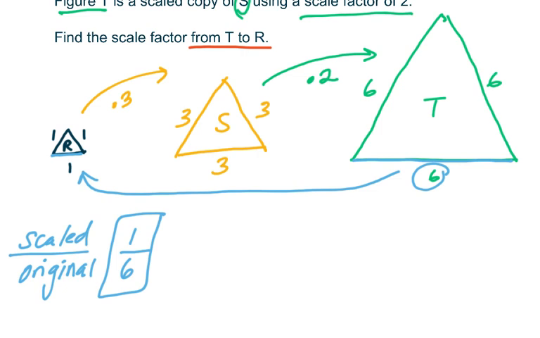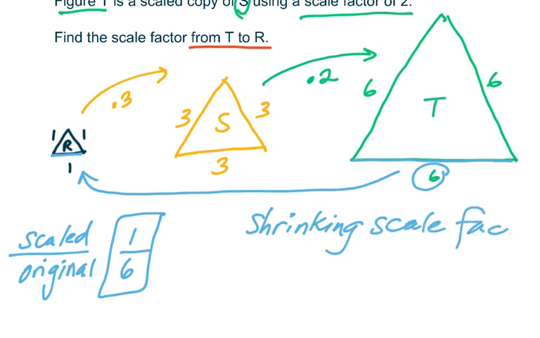That makes sense to me because I'm going from a large triangle to a small triangle. And so I was expecting to have a shrinking scale factor. And I would know it's a shrinking scale factor if it was between 0 and 1. And in fact, the 1/6 is between 0 and 1. So I think that this gives me more confidence in my answer because I can see that I have a scale factor that's causing shrinking, and that's what I was expecting to have happen.